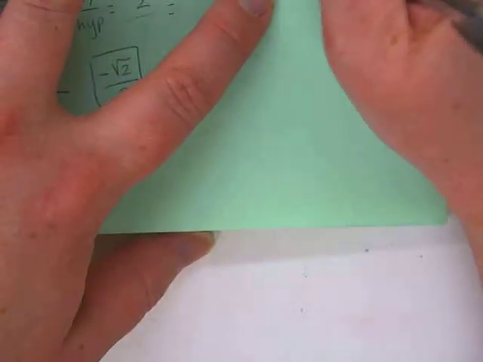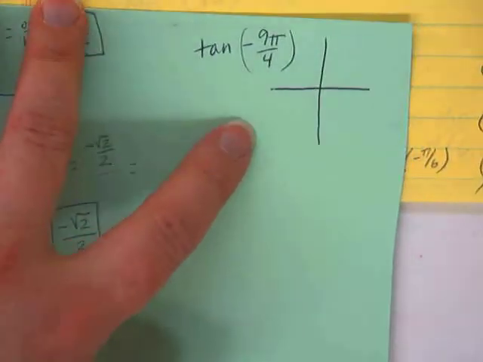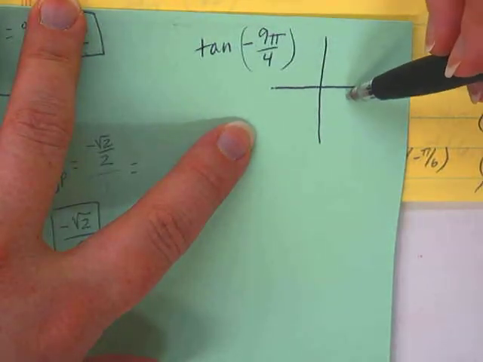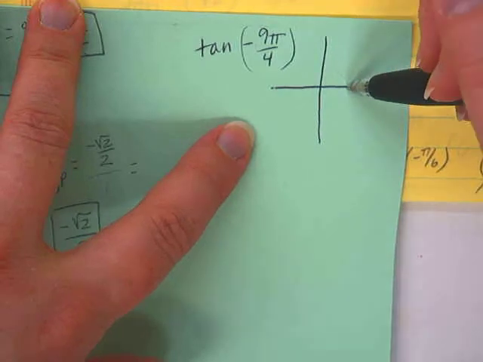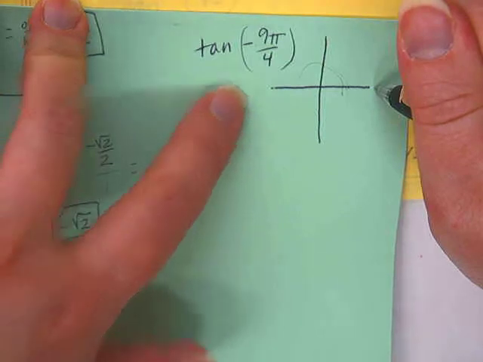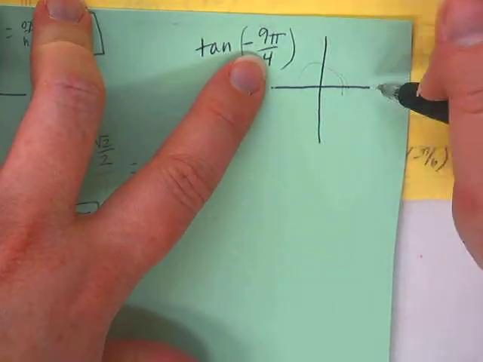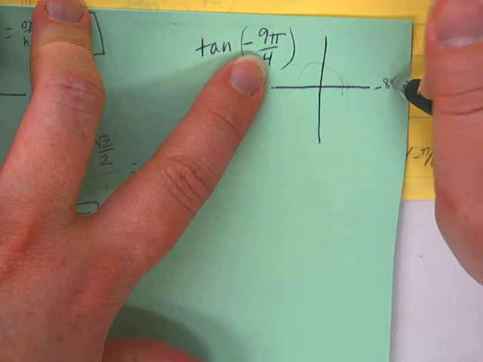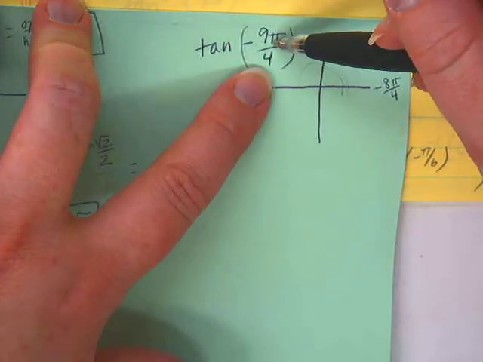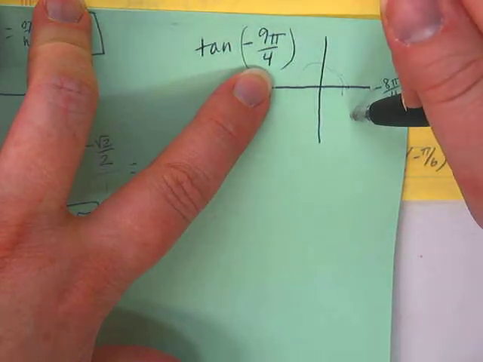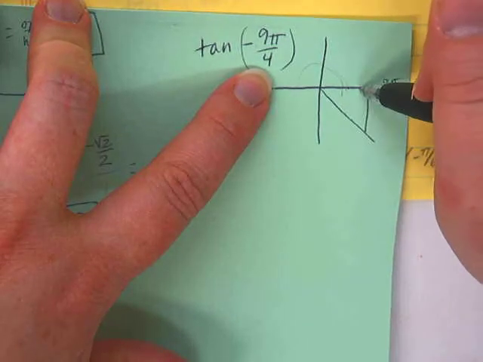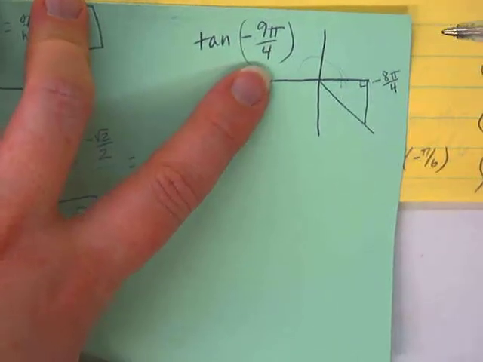Tangent of negative 9 pi fourths. That's weird. We don't have that one memorized. Where does that one go? What does the negative mean? That means you're going backwards. And remember, all the way around once is 2 pi. What number would that be in fourths? Wouldn't it be 8 pi fourths? So if we're going to 9 pi fourths, then that means one more past that. So won't it be right here?